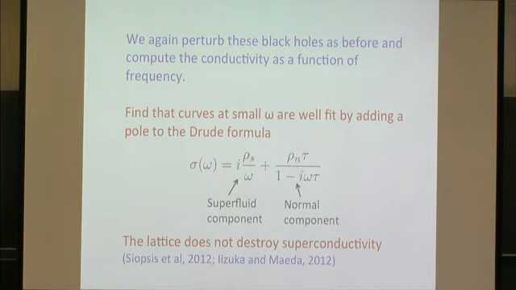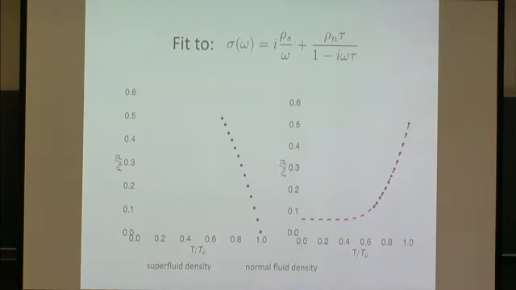So, well, I'm running out of time. Basically, you can plot now the normal component density. It drops very rapidly. The superfluid density rises when you go below Tc.